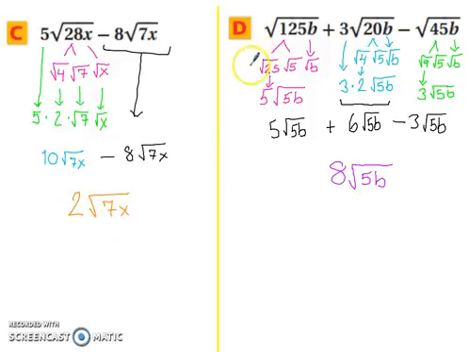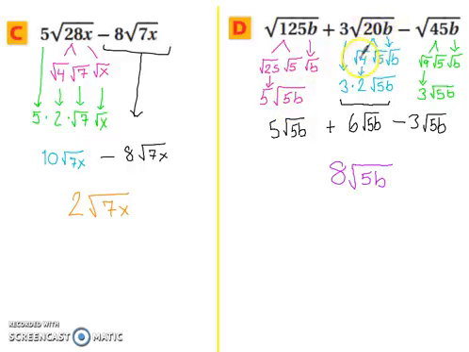D was a bit trickier, so we had to simplify all 3 terms. So 125 breaks down into 25 and 5, and then we have this b. The square root of 25 is 5, and we can't do anything with the square root of 5 or the square root of b, so we're going to stick them back underneath. Now we have our second term.